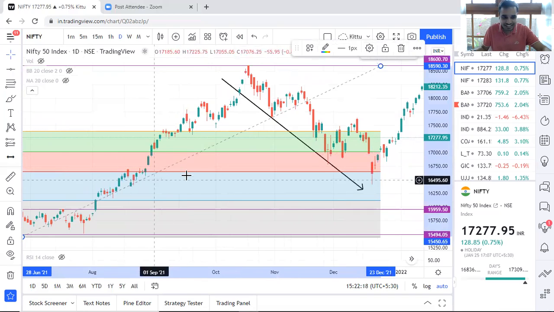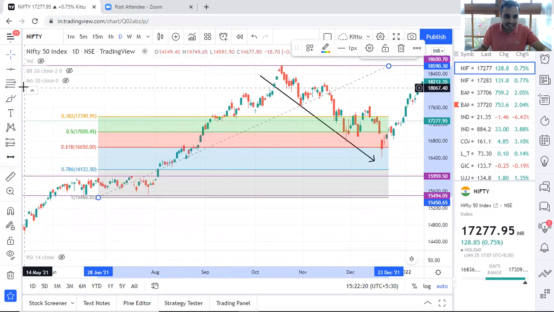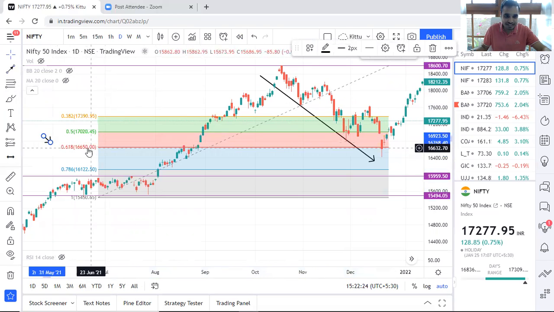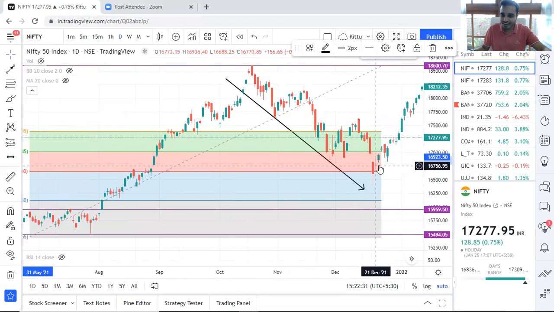Can you see here clearly? It is a red line. This red line indicates 61%. See here, 61%, 16,650, and the market came around that 16,400, 500 levels exactly, and turned back.